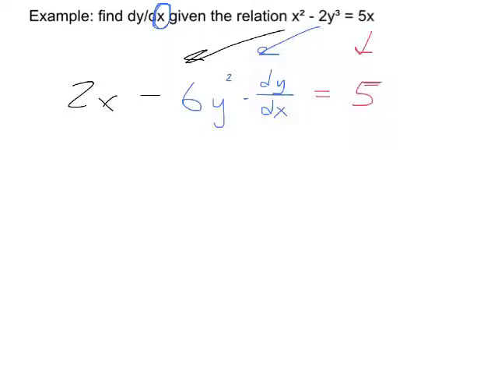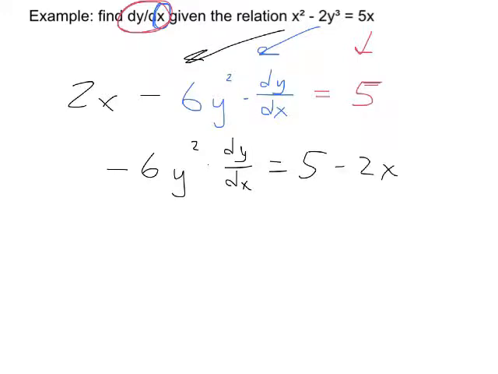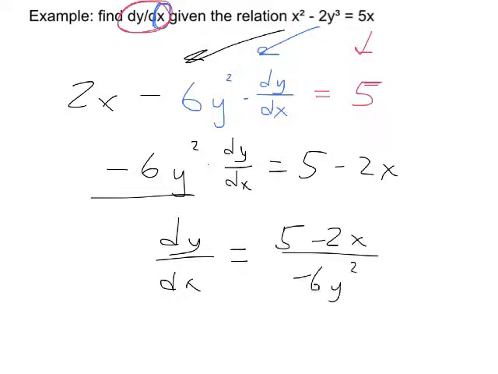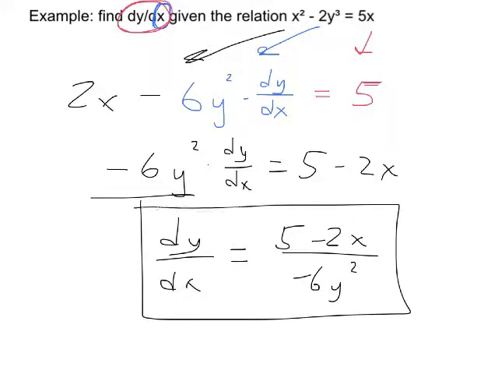So now that I have this, they want me to find dy/dx. So I now need to solve this for dy/dx. If I subtract that 2x over, I'll have negative 6y squared dy/dx equals 5 minus 2x. We'll divide the negative 6y squared over. That gives me dy/dx equals 5 minus 2x over negative 6y squared. And that's the derivative. That's dy/dx.